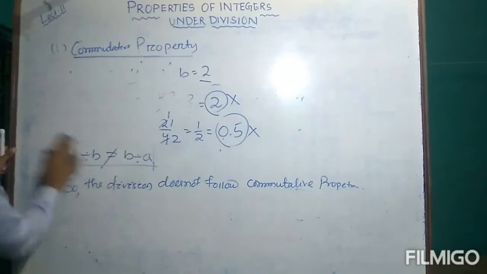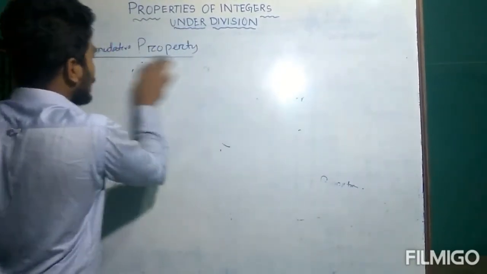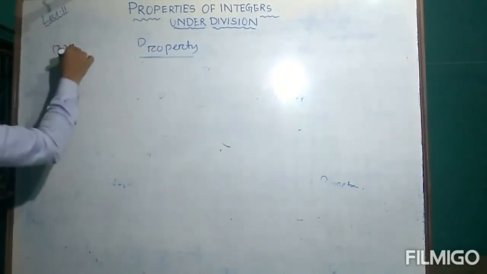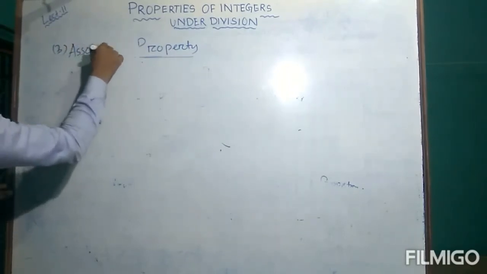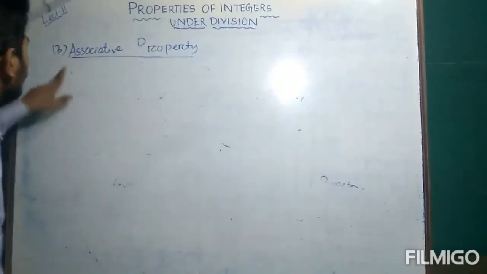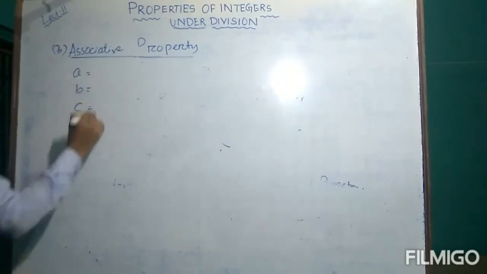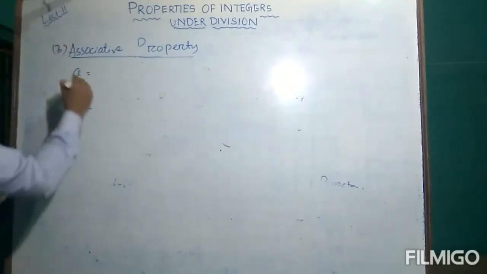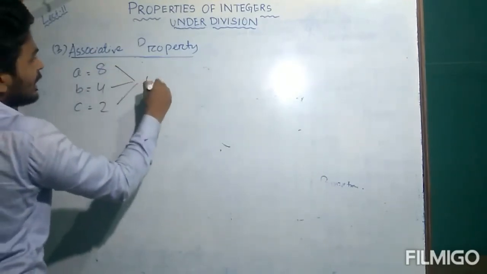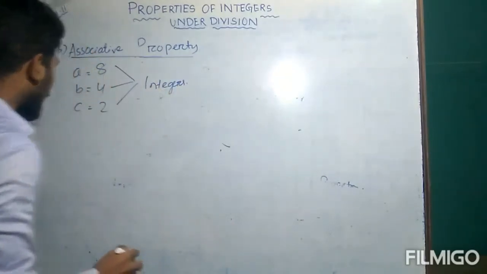So the name of the third property is what? It is the associative property, right? So next one is your associative property. For this you have to choose three different integer values. Suppose I choose a to be 8, b to be 4, c to be 2. These three are integers. Clear? Now we will do what?